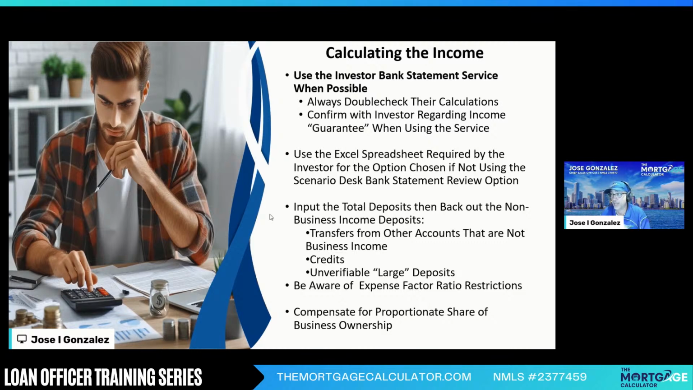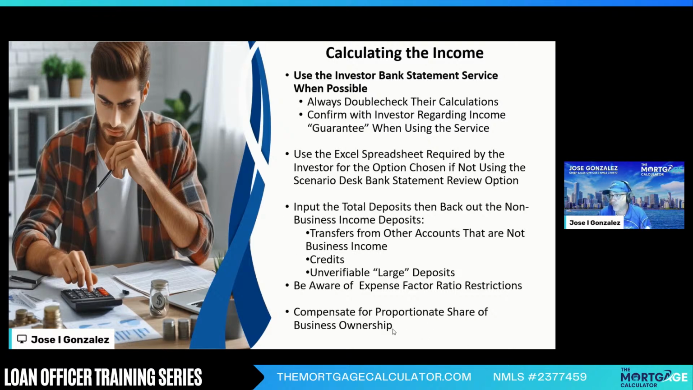What do I mean by that? Okay, we're already compensating for the expense factor, so let's assume it was a 50% expense factor. Your adjusted income there will be 50% of the deposits, but then the borrower is only a 50% owner of the business. They are not 100% owner. We can go as low as 25% owner of a business and still be considered self-employed for these bank statement loans.